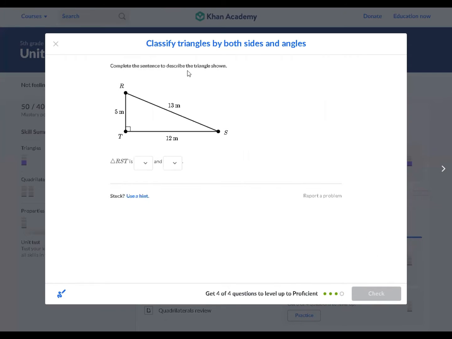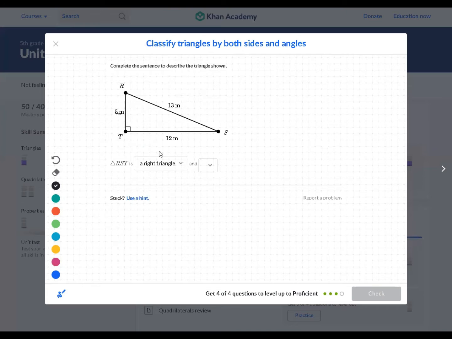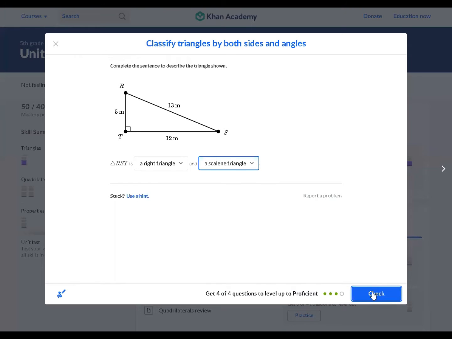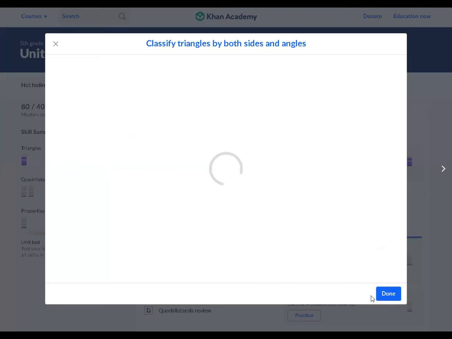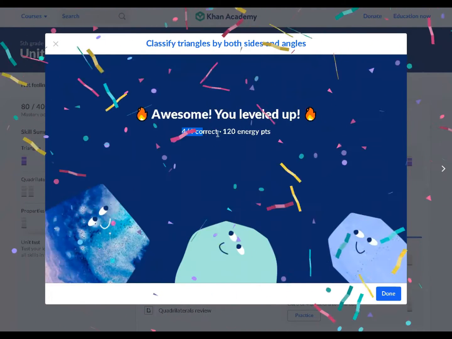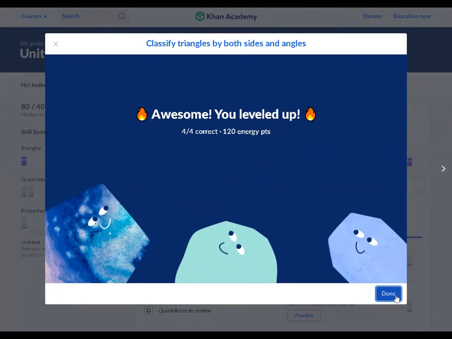Complete the sentence to describe the triangle shown. Okay, so this again looks like a right triangle, and you could see that there are different sides. So yeah, I guess this is also a right triangle and a scalene triangle, and we got it correct. So let's see how many marks we got. So yeah, congrats, we got 4 out of 4 marks.